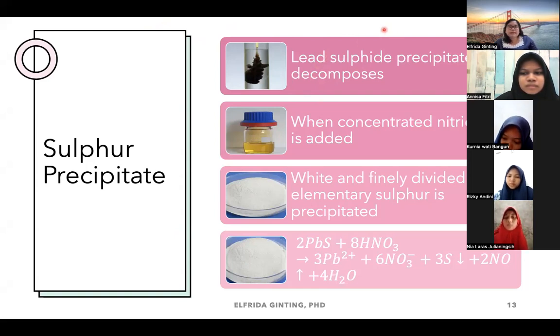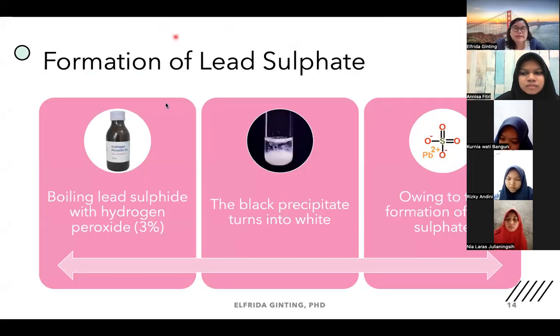Okay, finish this slide. Now, how about lead sulfate? How can we form lead sulfate? If you have lead sulfide, you react lead sulfide with hydrogen peroxide. I put it here, this is the bottle, 3% hydrogen peroxide. The black lead sulfide will turn into white color. So what is this white color? This white color is what we call lead sulfate, and this is the chemical drawing of it.